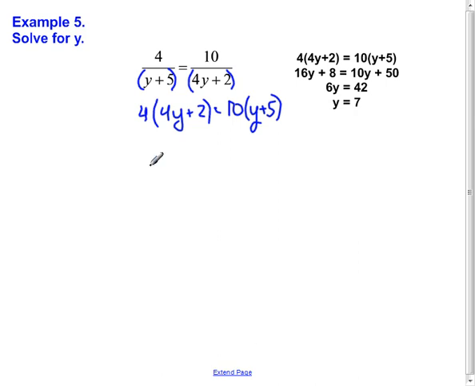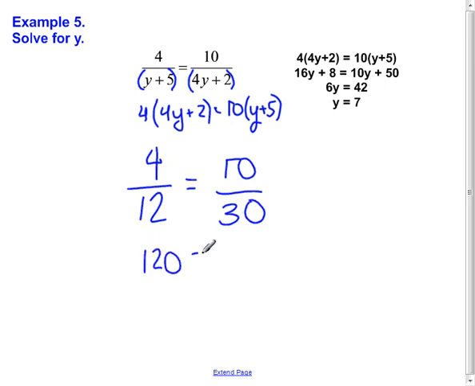And then we should always just plug that back in. 7 plus 5 is 12. 10 over, this is 7 times 4 is 28, plus 2 is 30. If we cross multiply here, 4 times 30 is 120. 12 times 10 is 120, so we know that our answer is correct.